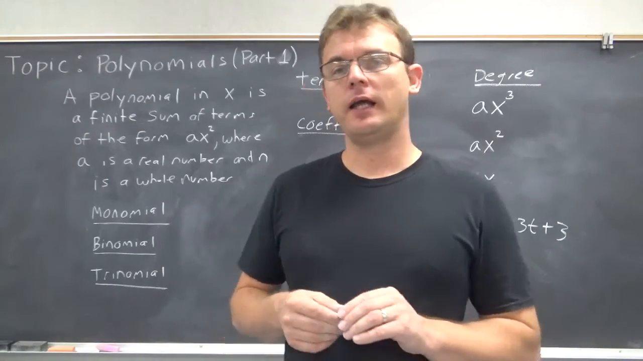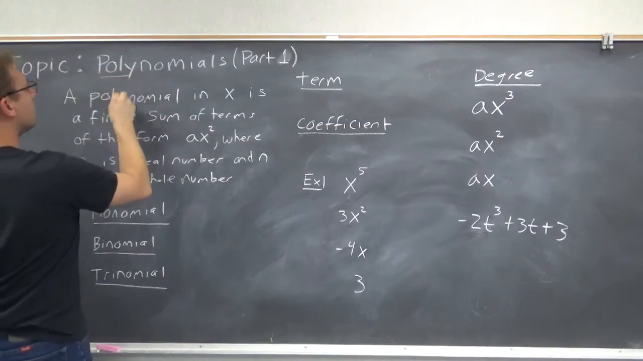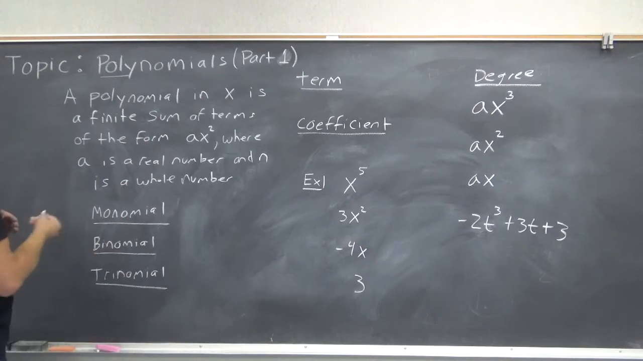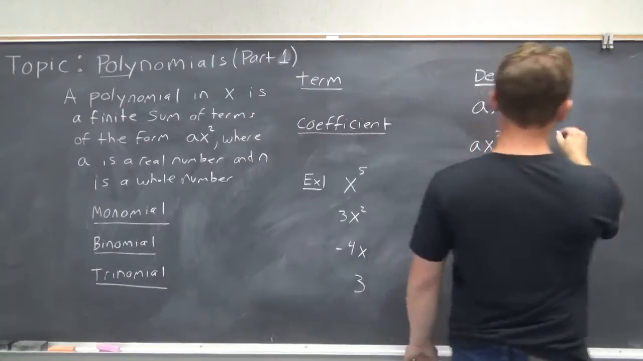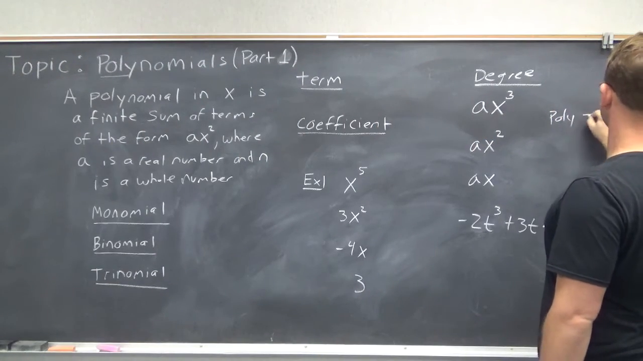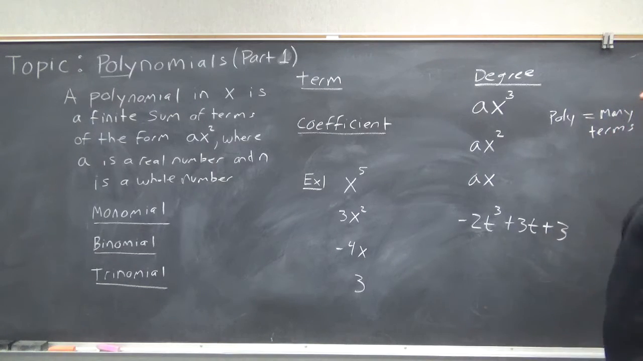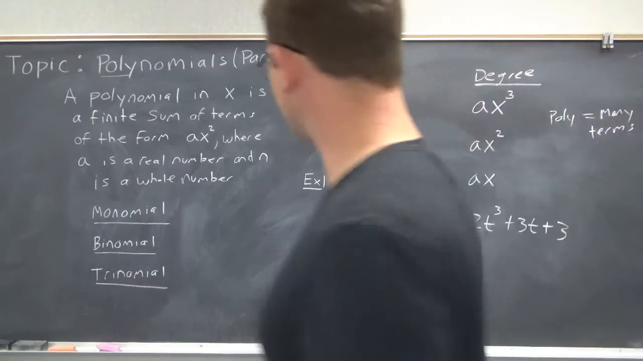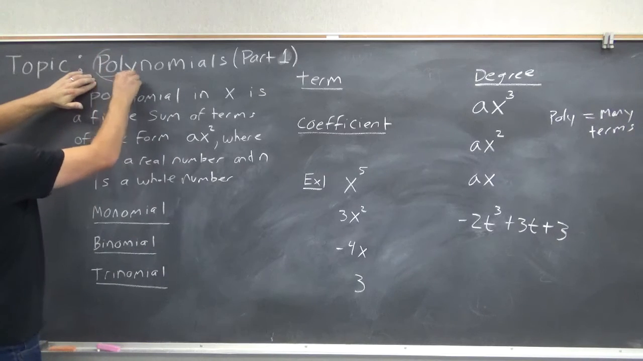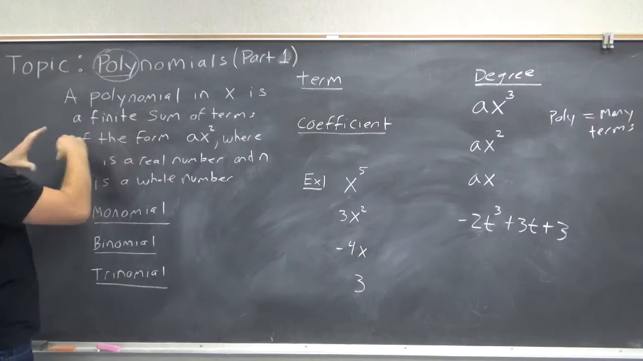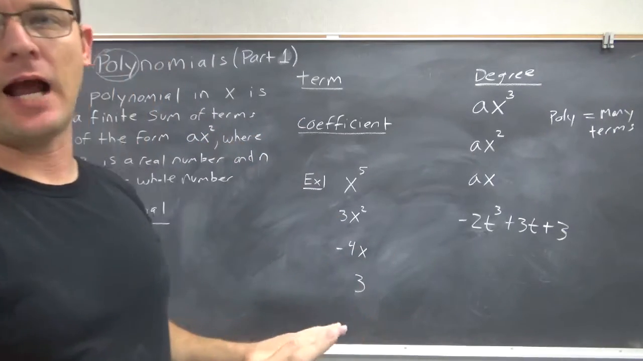So this part one is what we call polynomials. Poly means what? Poly means many terms. So as you write this down, when you hear poly, there are many terms. This can go on and on and on, and we're going to stick to something a little easy for now.